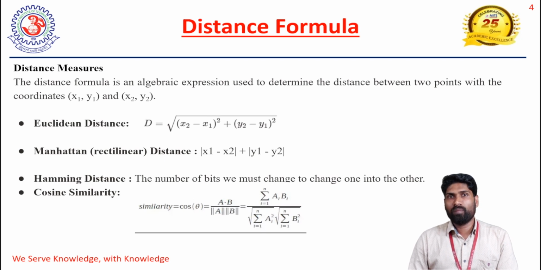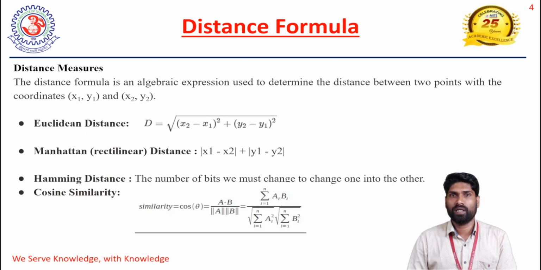But in this problem, I opted for Manhattan distance, which is a modular distance based equation, and it is calculated by the formula modulus of x1 minus x2 plus modulus of y1 minus y2 is the distance. In some cases, we use Hamming distance, which measures the distance by counting the number of changes in the bits, and that number of changes is treated like a distance.